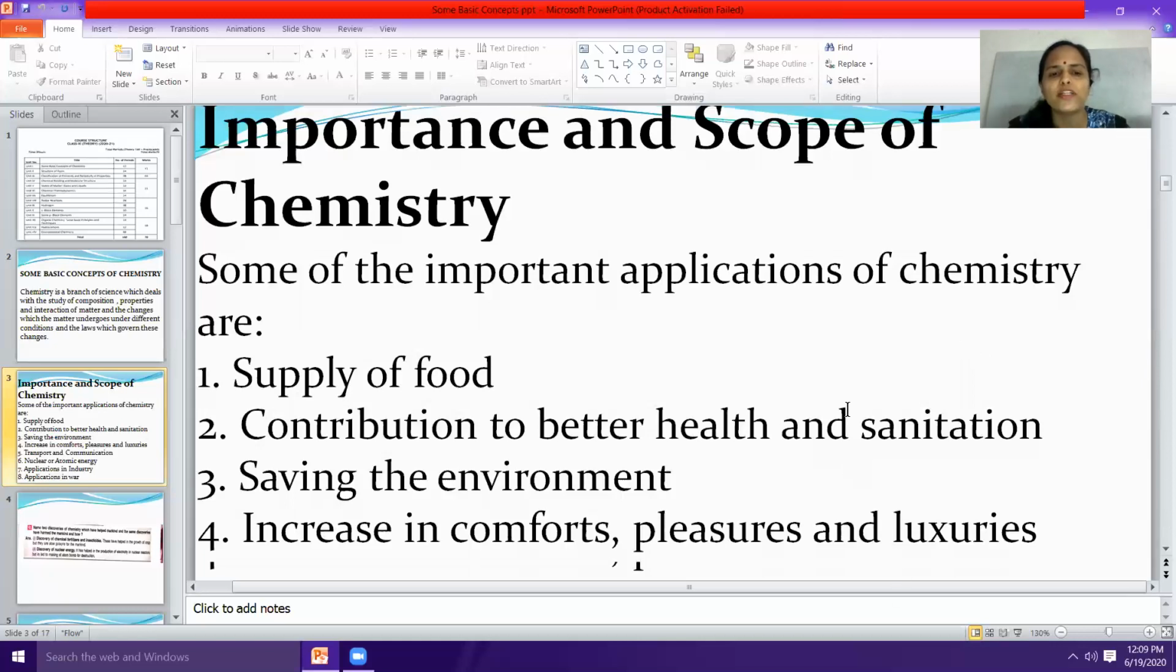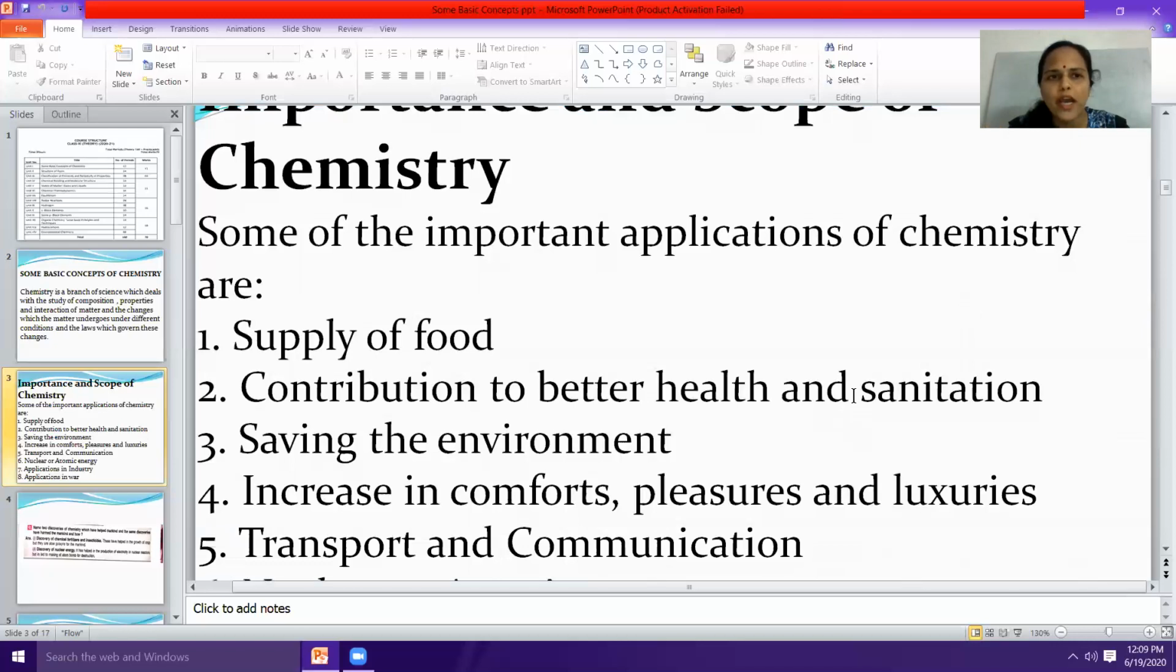The third point is saving the environment. So refrigerants like CFC, that is chlorofluorocarbon, which destroy the ozone layer, have been replaced by environment friendly chemicals. So thus they are saving the environment.